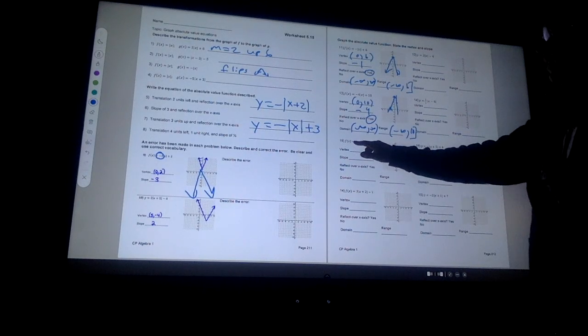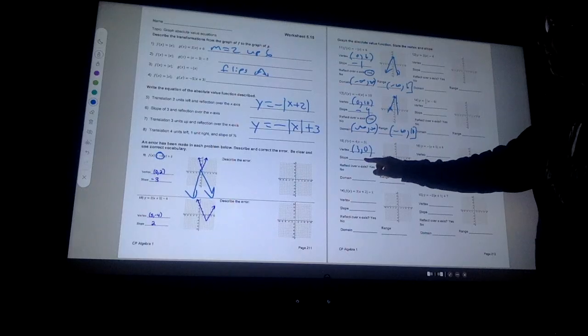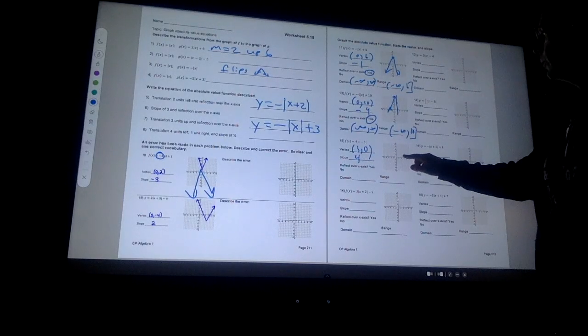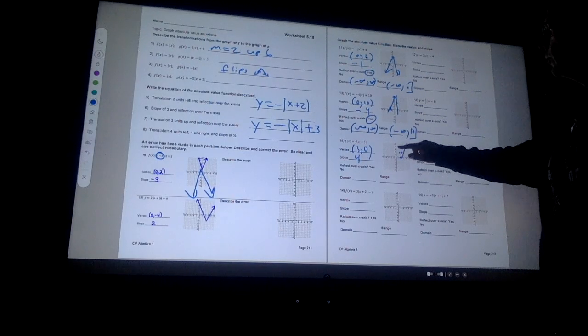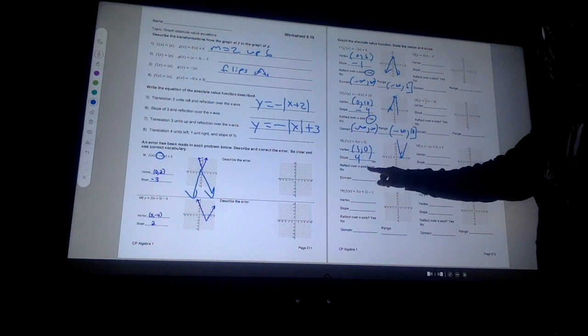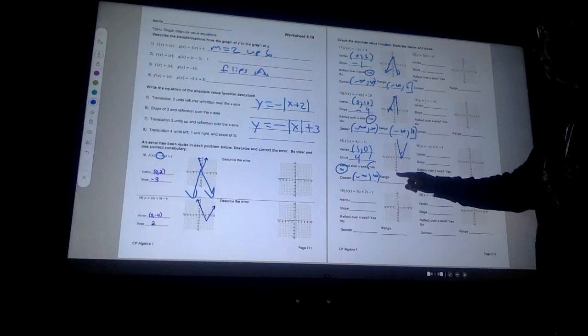Number 15, our vertex is going to be 3, 0. Slope is 4, so 3, 0 is right there, so I'm going to go up 1, right 4, or up 4, right 1, so it's pretty skinny. Reflect over the x-axis, no. Domain, negative to positive infinity. Range goes from 0, square bracket, up to infinity.